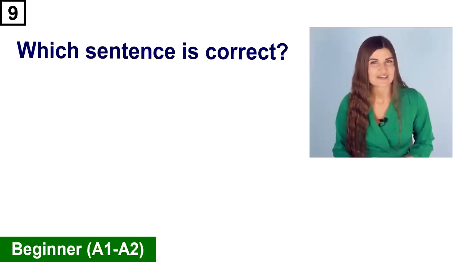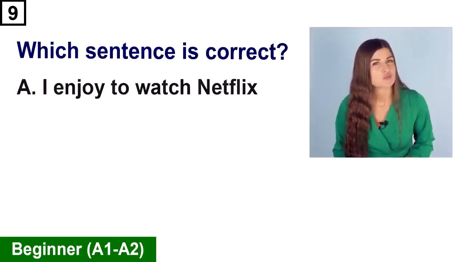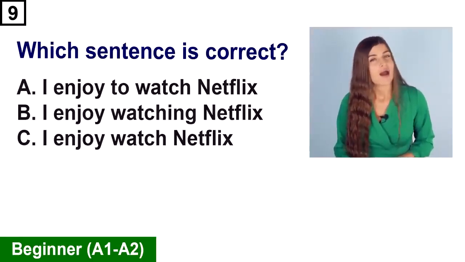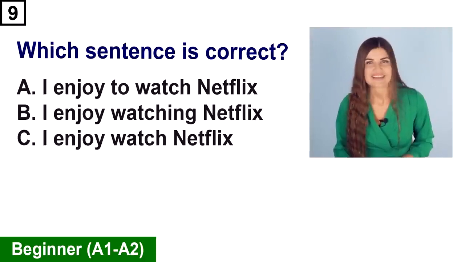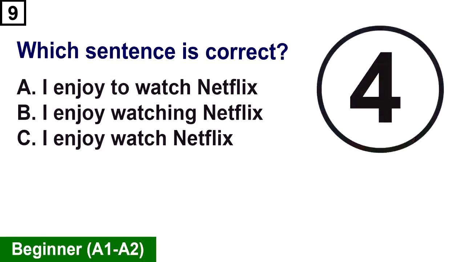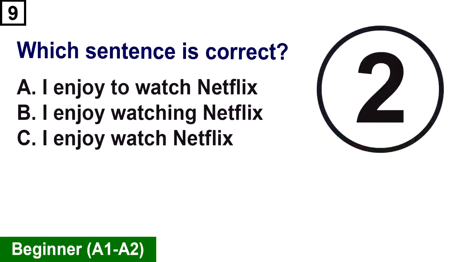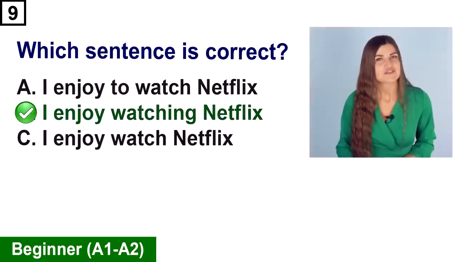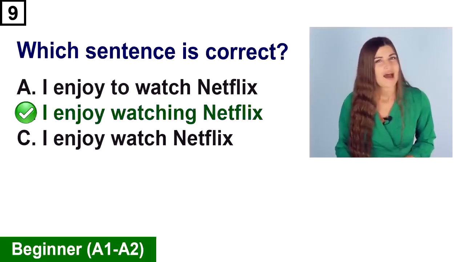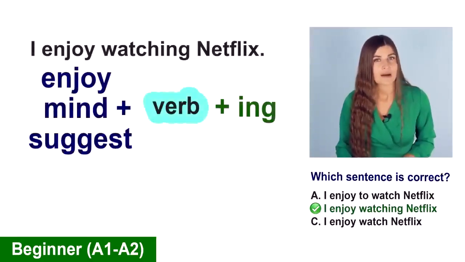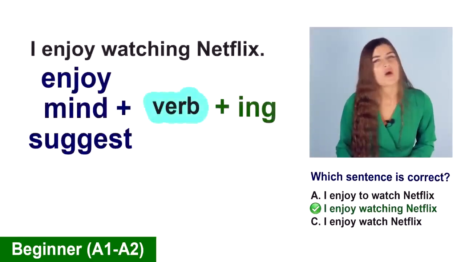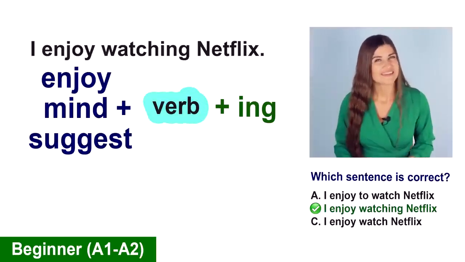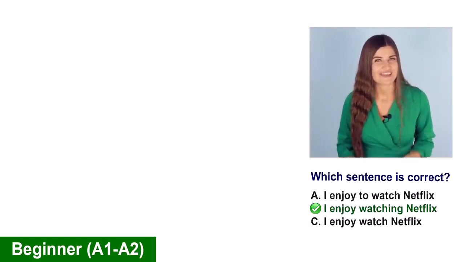Which sentence is correct? I enjoy to watch Netflix. I enjoy watching Netflix. I enjoy watch Netflix. The correct answer is I enjoy watching Netflix. After verbs enjoy, mind, and suggest, we always use a verb plus ing form. Now the last question of the beginner level.